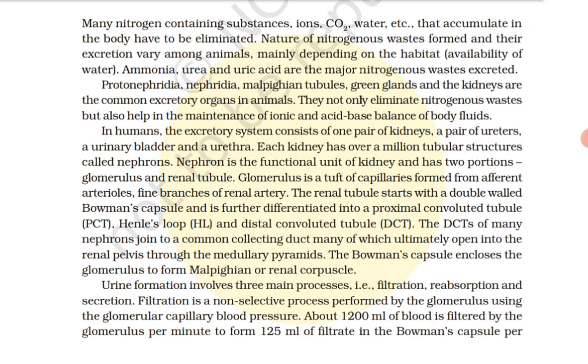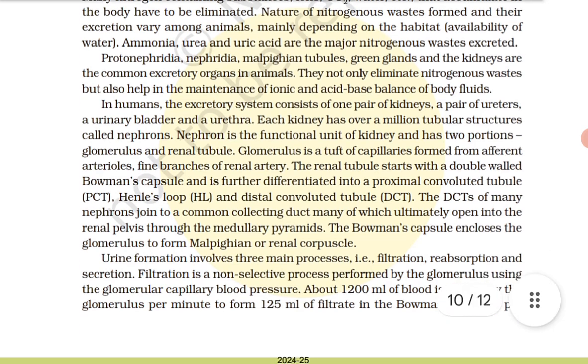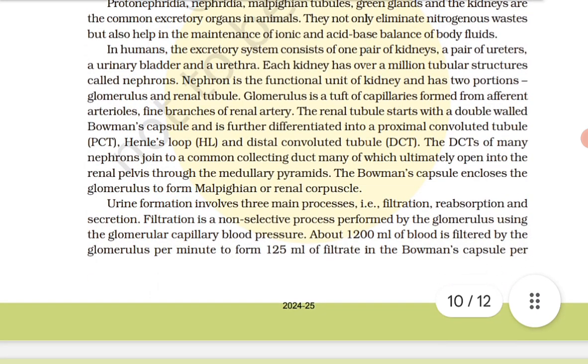Understood? Urine formation involves three main processes: filtration, reabsorption, and secretion. Filtration is a non-selective process. Here you can get confused and say selective, but the correct answer is non-selective process performed by the glomerulus using the glomerular capillary blood pressure. About 1200 ml of blood is filtered by the glomerulus per minute to form 125 ml of filtrate in the Bowman's capsule per minute, that is GFR.